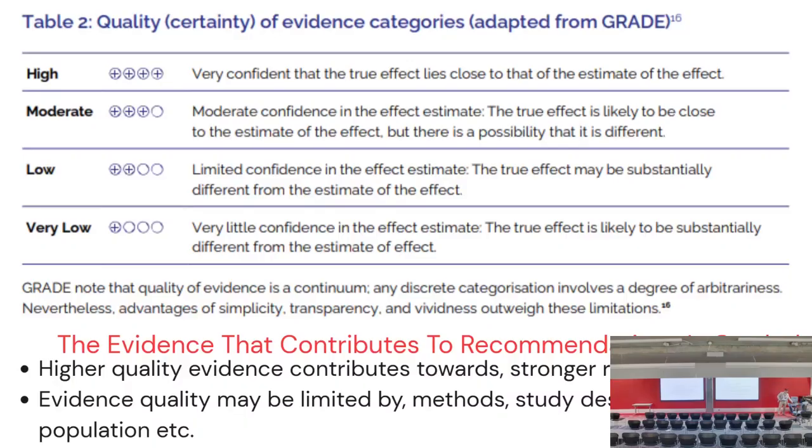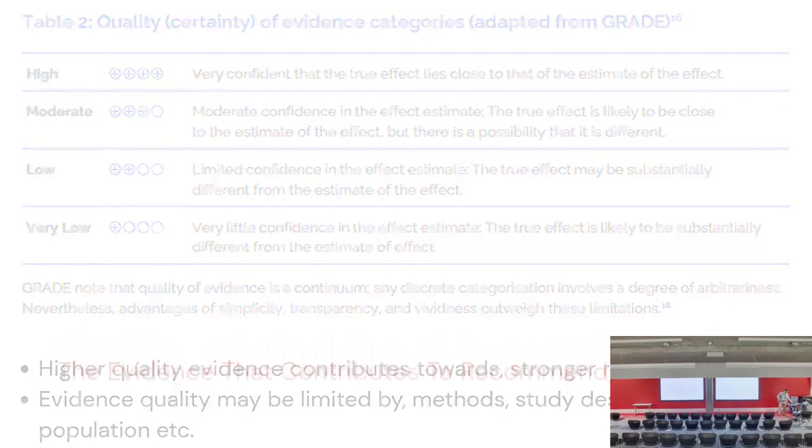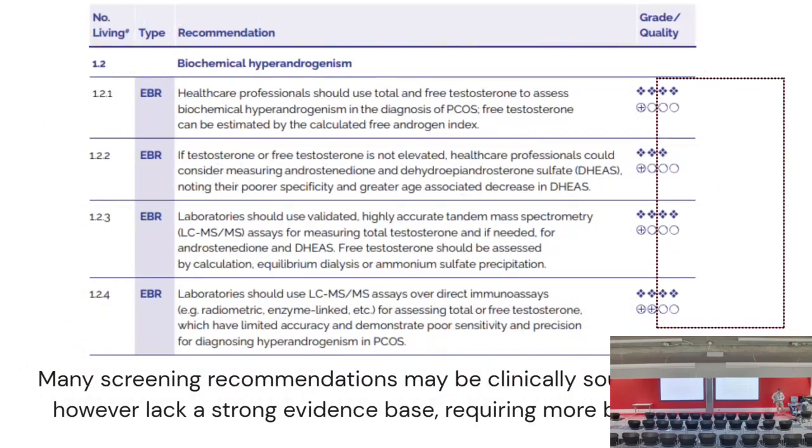So what does this all mean? Oh, the graphic's a little bit off there. Well, you get recommendations like this. So this is around looking at the biochemical hyperandrogenism. So this is looking at things like testosterone, DHEA, androstenedione, sex hormone binding globulin, DHEAS. If you use these things as screening tools, is it recommended?